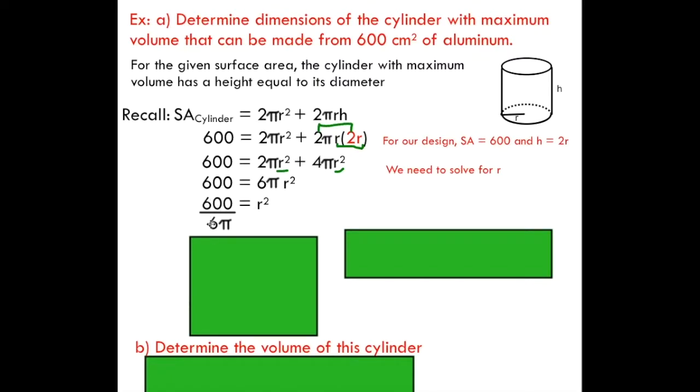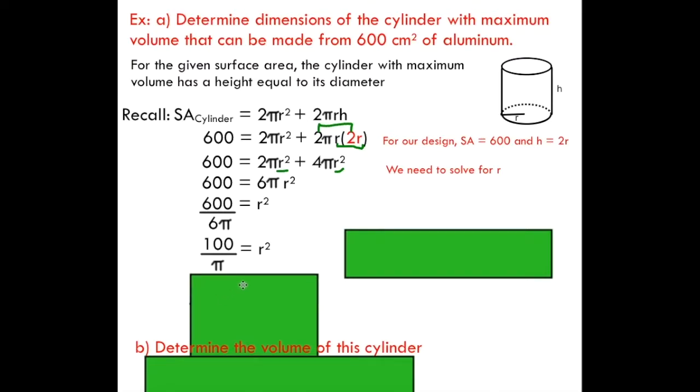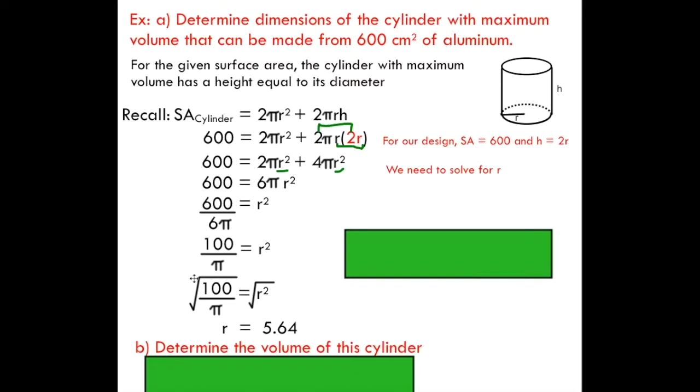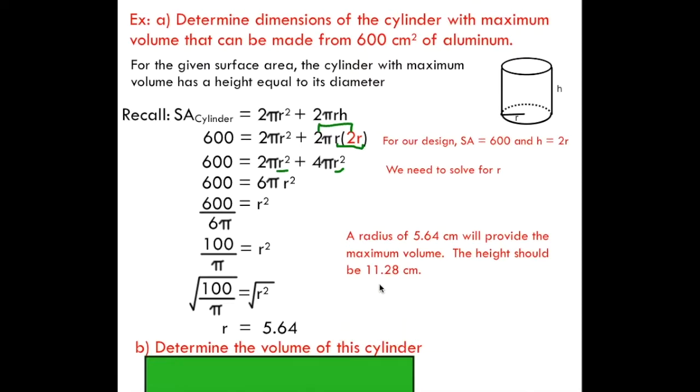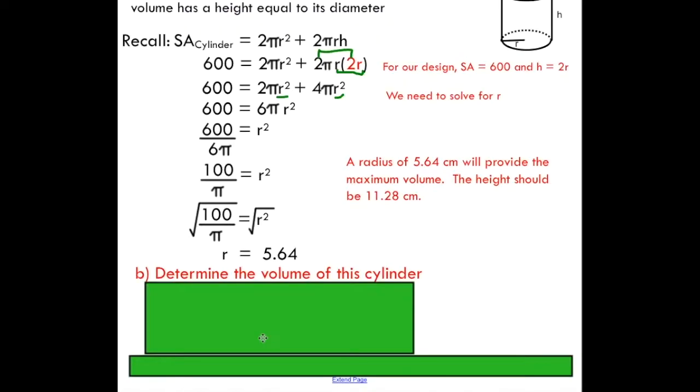First of all, let's divide 600 by 6 just to get rid of that 6 on the bottom. So we'll end up with 100 over pi, and then we're going to take the square root of both sides of our equation. You really just type this into your calculator. You're going to push your square root button, push 100 divided by pi, and you'll get 5.64 for your radius. Since we have our radius, we know our height is twice our radius, so we just multiply that by 2 to get our height.